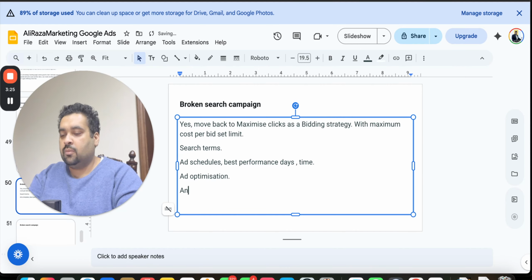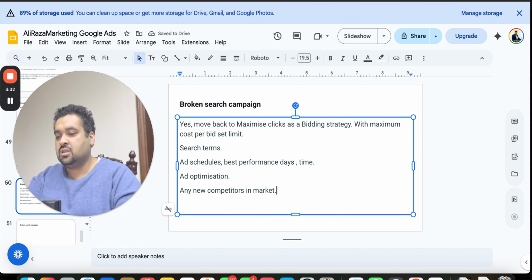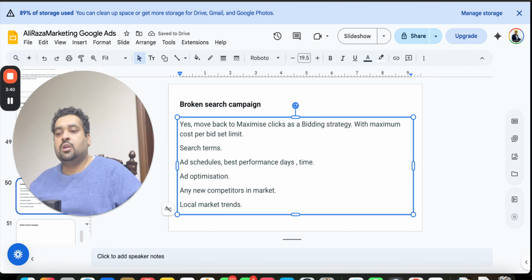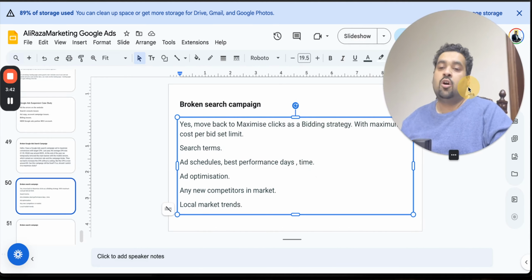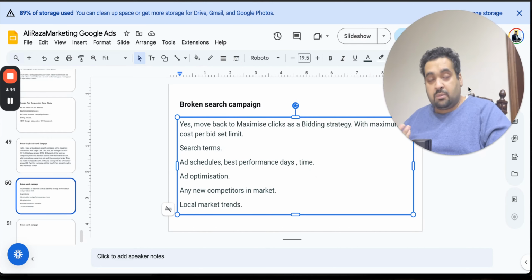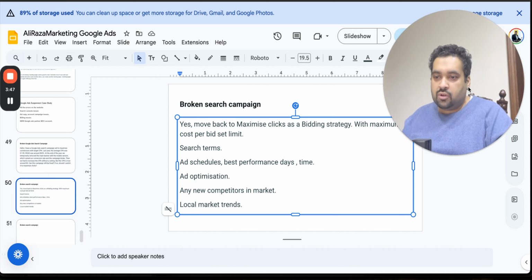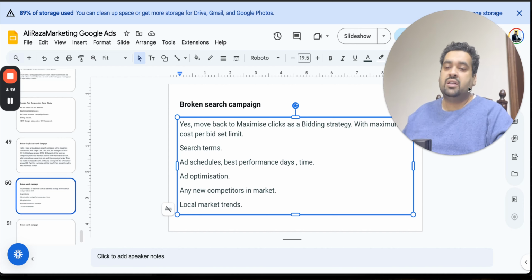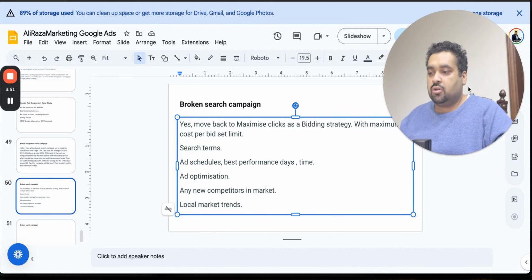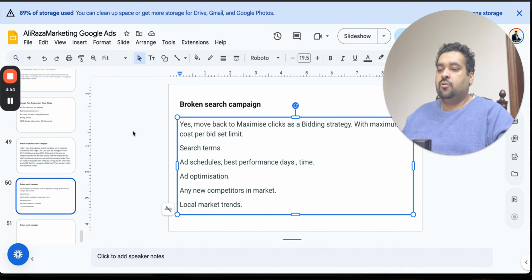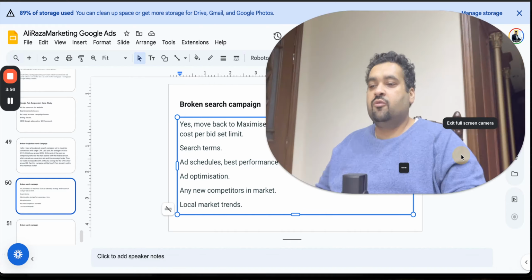Look for any new competitors in the market. Okay, there may be a new competitor in the market. Study and follow what their ads and their strategy are. Also look for local market trends or anything happening in the local place. This can be another reason why your campaigns are broken. This may not be the most likely reason because you are admitting the reason yourself, but look around for this as well, because sometimes local market trends also play a role in decreasing your conversions. So I hope you follow these strategies to fix your broken search campaign.